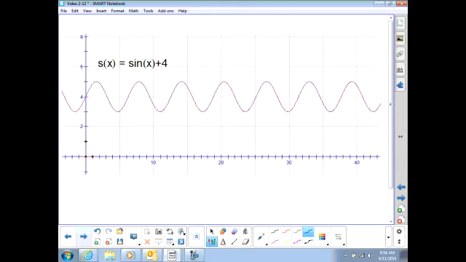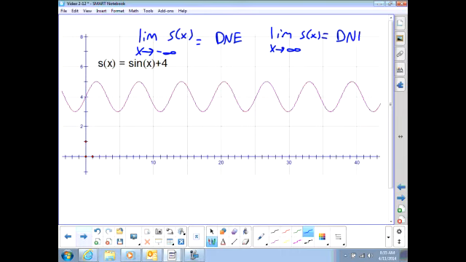Now the next one, we've got a sine wave whose amplitude is always 1. This is not getting closer to any y value. It's constantly oscillating. So therefore, we say our limit as x approaches negative infinity of s of x, and our limit as x approaches positive infinity of s of x does not exist because we are not actually getting closer to a value.